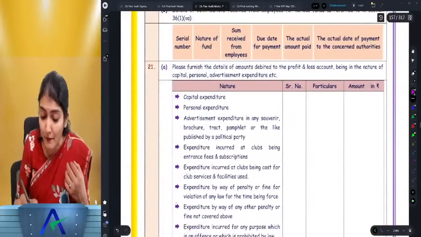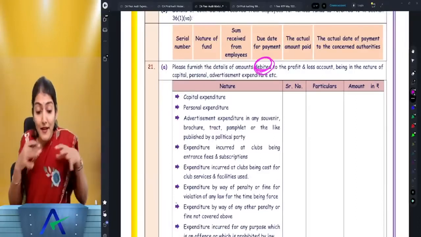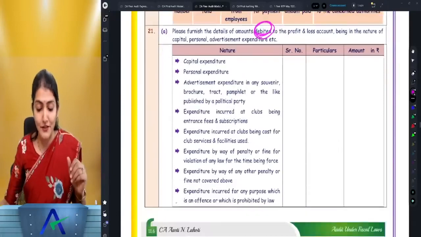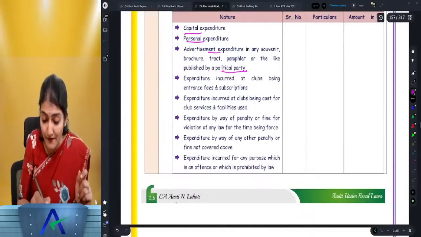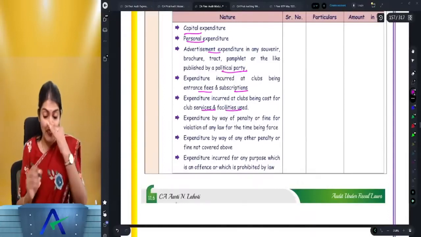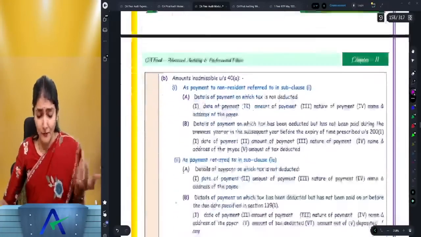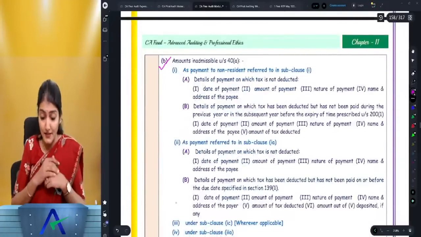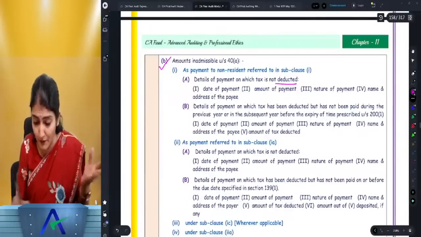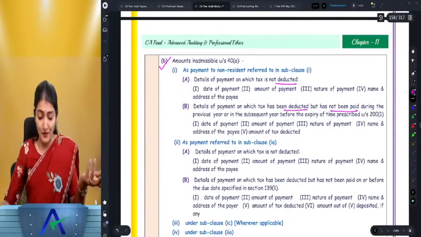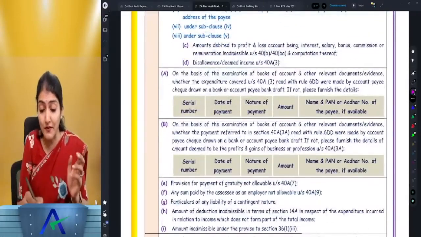Please furnish the details of the amount debited to the profit and loss account, being in the nature of capital, personal, advertisement expenditure, etc. So capital expenditure, personal expenditure, political party advertisement, then fees, entrance fee, subscription, club services facility, penalty, fine. Any other penalty or fine which is an offense or prohibited by law, then payments without deducting TDS. TDS not deducted, not paid. TDS deducted but not paid. Then after that you have the amounts debited to P&L being the interest, salary, bonus, commission, which is inadmissible.